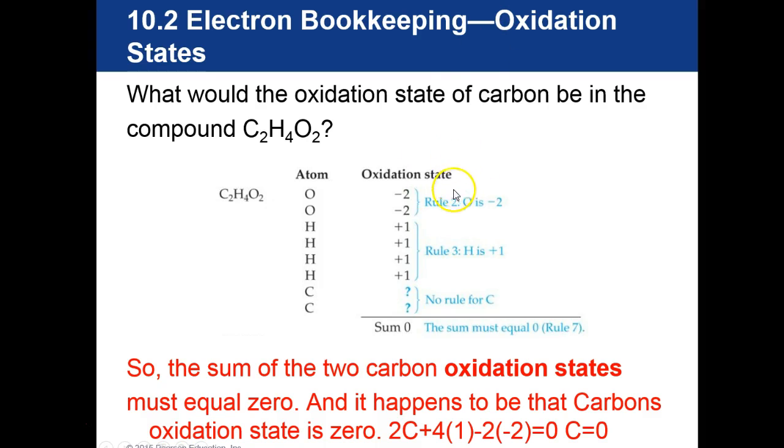Well, we know oxygens are -2. Okay, so that's from rule 2. All the hydrogens are +1. That's rule 3. We don't have a rule for carbon, but the sum must equal 0. So it happens that the carbon's oxidation state is 0. 2 carbon plus 4 times 1 plus 2 times -2 equals 0. So carbon equals 0.